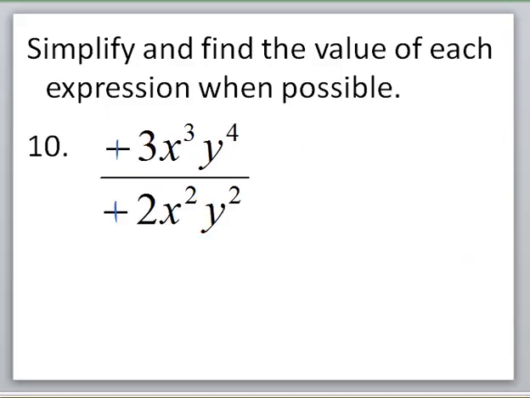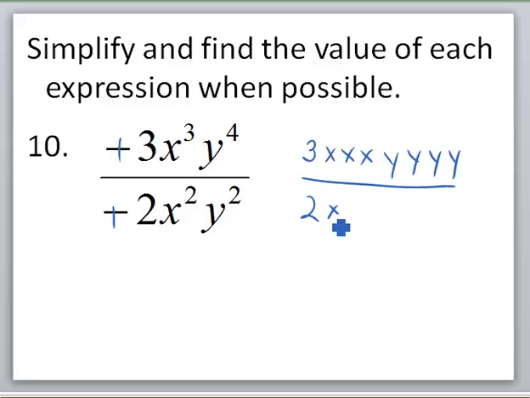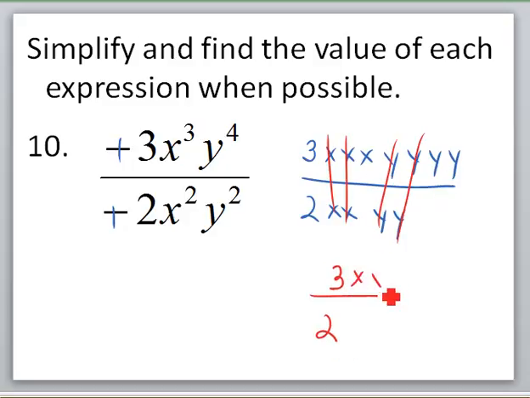On this next problem, to start out with, I had two negatives. And I know a negative over a negative is actually a positive, so I'm going to change it to plus the opposite. So I really have 3 times x times x times x, y times y times y times y, over 2 x times x and y times y. So I end up getting my x's to cancel, my y's to cancel, and I have 3 over 2. I have an x on top and 2 y's on top, so I get my answer to be 3x y squared over 2.